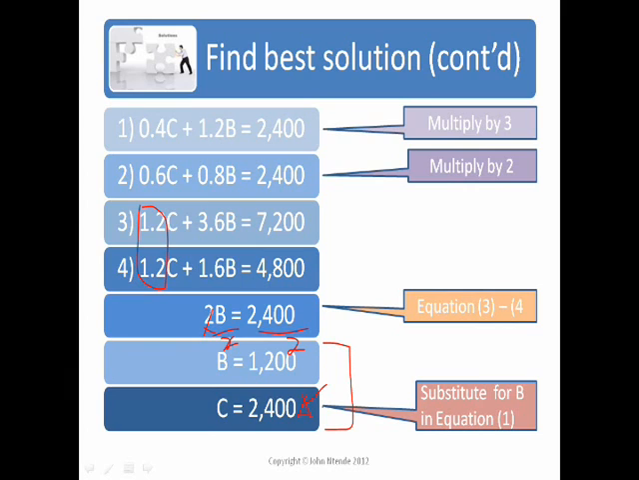And so that is our best solution. That is our optimal solution. So we've answered the question. We need to make 1,200 units of bread and 2,400 units of cake in order to maximize the contribution, subject to the constraints which we were given.